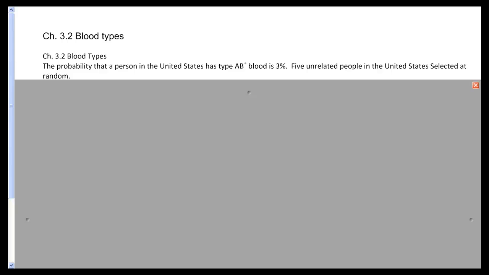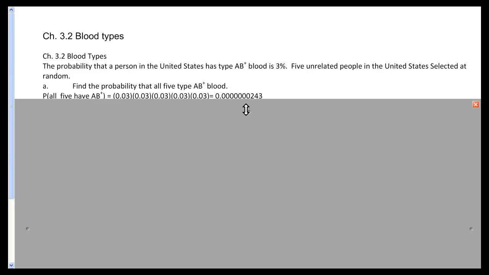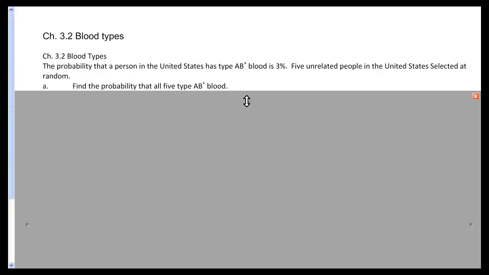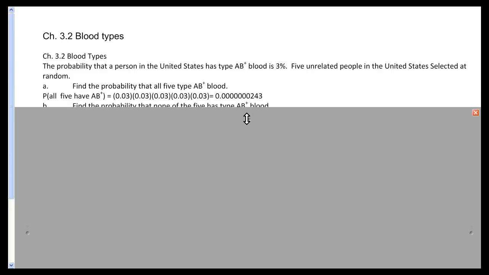This is a question from 3.2 about blood types. It's talking about the probability that a person in the United States has type AB positive blood, which is 3%. 5 unrelated people in the United States were selected at random. So here's the first one. Find the probability that all 5 are type AB positive blood.